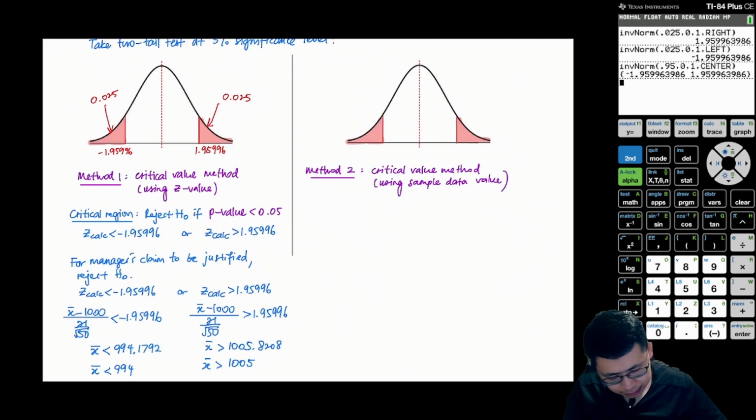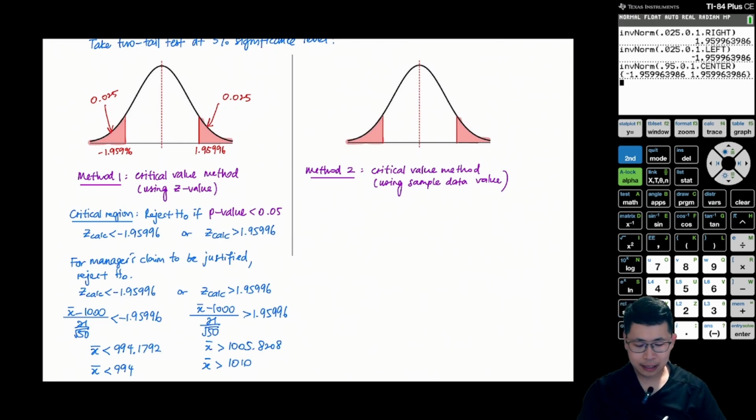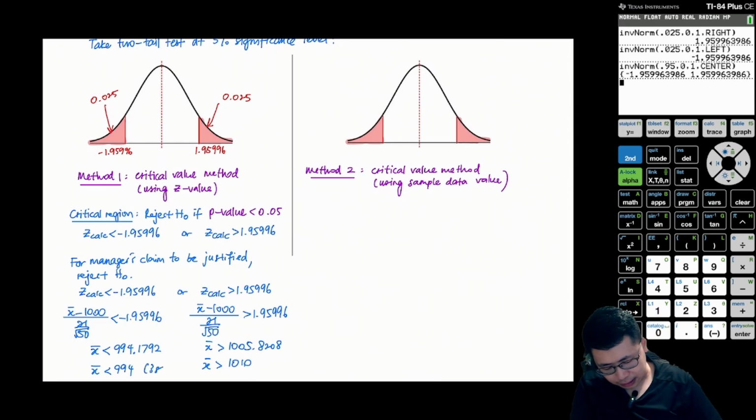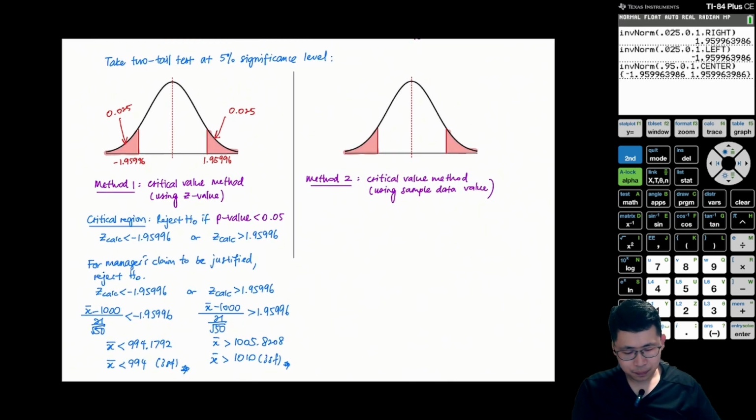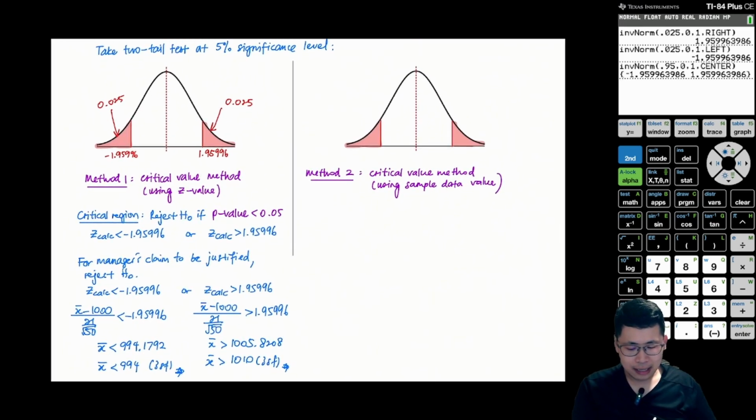Okay, I think let's honor the 3 SF, so maybe 1010. Add that to 3 significant figures. Okay, so this is our answer for method 1. Now let's look at our answer for method 2.